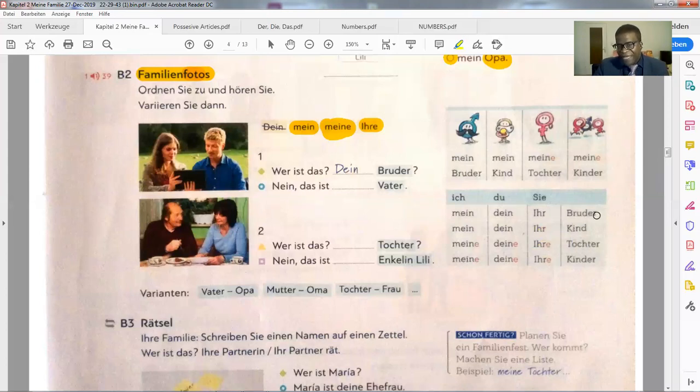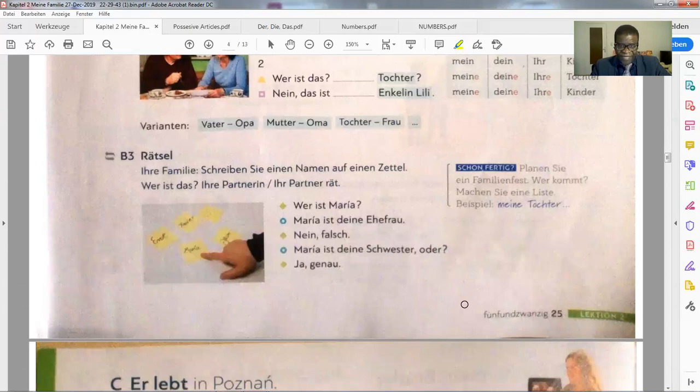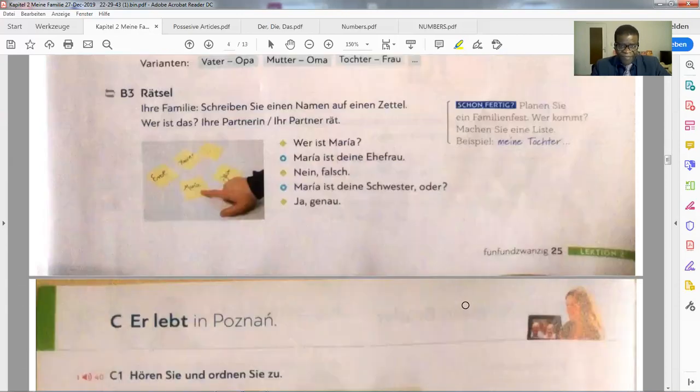So, if you move like this, okay? My brother, mein Bruder, mein Kind, meine Tochter, meine Kinder, okay? Dein Bruder, dein Kind, deine Tochter, deine Kinder. Informal. Formal situation, ihr Bruder, ihr Kind, ihre Tochter, ihre Kinder. It's even becoming boring because you know everything by now. Cool. I'm getting towards the end of the lesson. Let's check the next part.